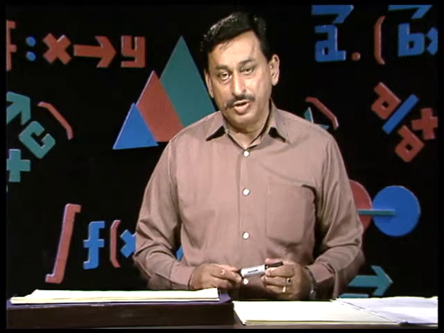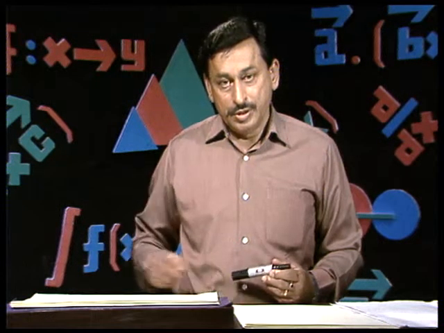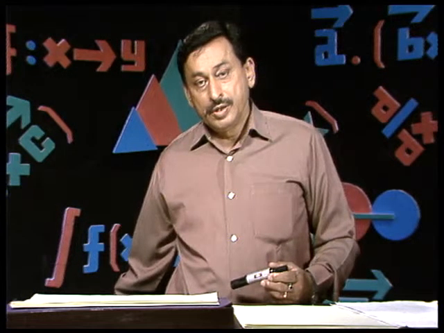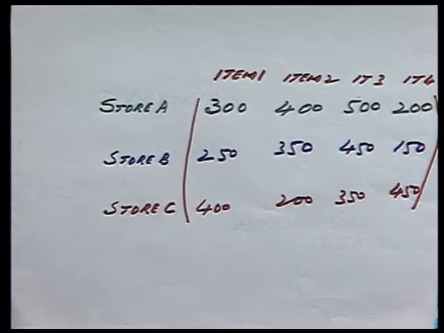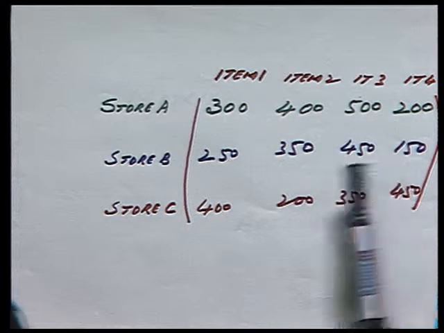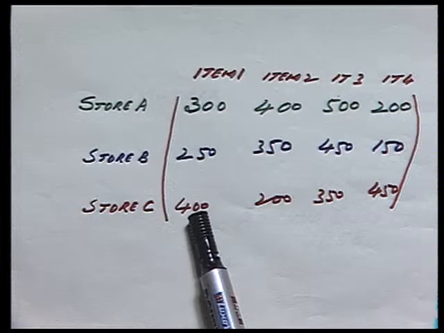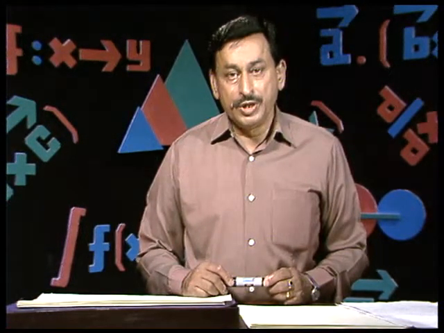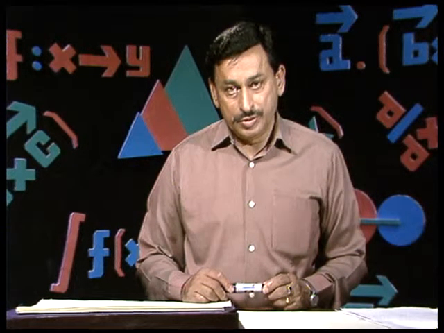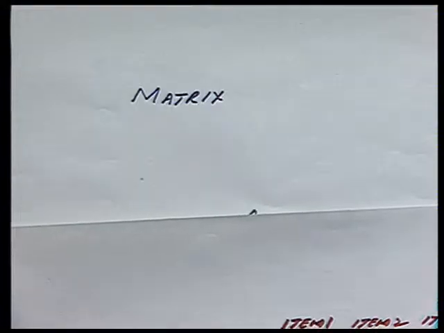Let's take another situation. This time we try to compare the number of items being stocked by 3 different stores. Let's take the example of store A, store B, and store C. They are having 4 different items stocked, and the items in respect of store A are here in the first row, store B, second row, and store C in this third row. Column 1 is in respect of item 1, column 2 item 2, column 3 item 3, and column 4 item 4. Now you see that we have, in a very convenient way, represented the given information in rows and columns. And whenever such information is represented in rows and columns, we say that we are getting what is called a matrix.